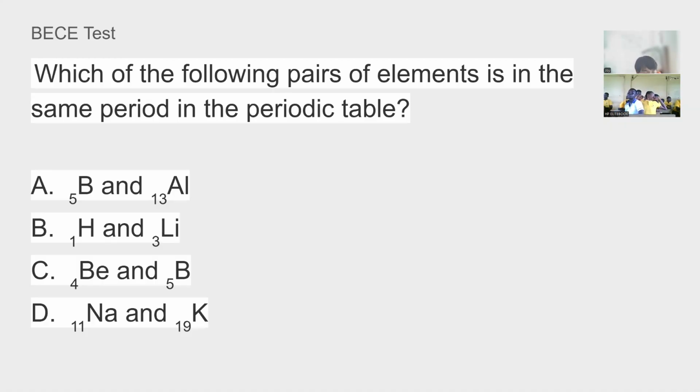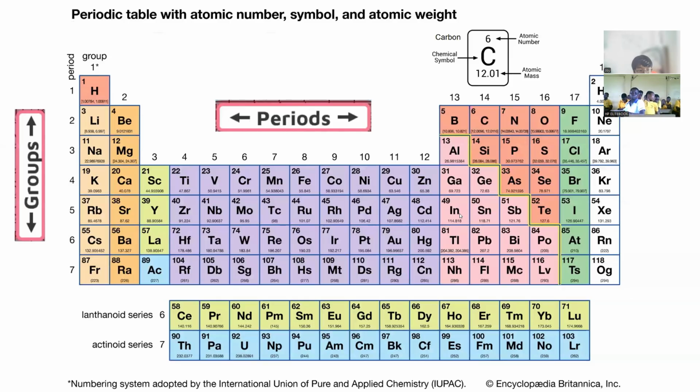So let's have some quick practice with the periodic table. Which of the following pairs of elements are in the same period in the periodic table? And remember that periods are as you go from left to right. So on the left to right, these are the same period.